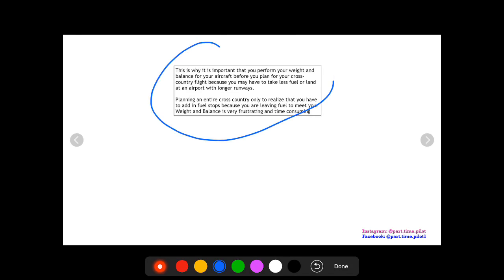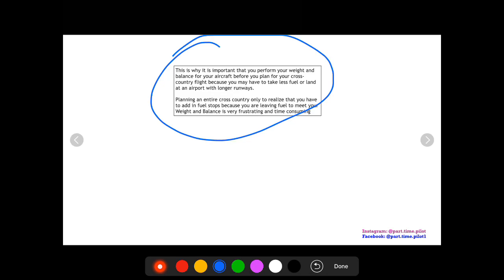So I have a note here that this is why it's important that you perform your weight and balance for your aircraft before you plan your cross-country flight, because again, you may take less fuel. That's the easiest thing to do, and sometimes it's the best thing to do to get your CG within balance. So you would not want to plan your entire cross-country with no fuel stop planned because you have enough fuel, only to then calculate your weight and balance, realize, shoot, I have to take less fuel. Now I don't have enough fuel to make it all the way.